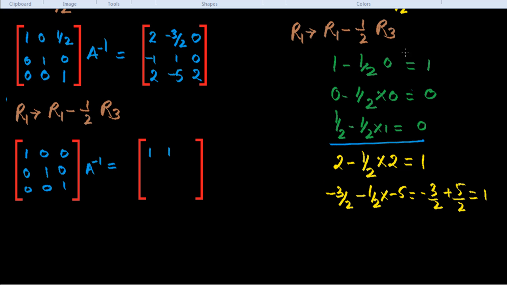Here you see it is 0. This one is 0 now. So 0 minus 1 by 2 and R3 is here 2. So we get here minus 1. Okay. It is minus 1 now. Other rows would be the same: minus 1, 1, 0, 2, minus 5, 2.